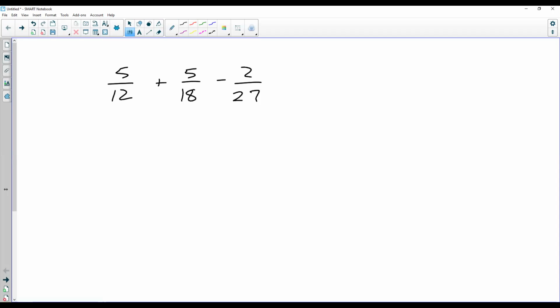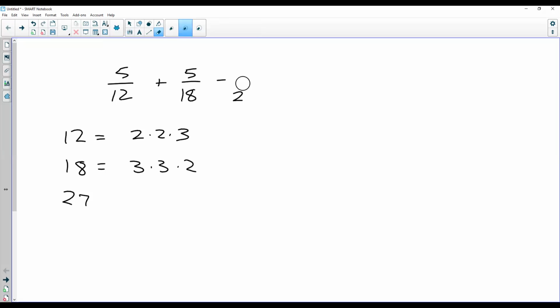So I don't know if you teach this technique to your students. I do in my class, but you need to build the least common denominator. So do you know how to do that from factoring each one of these? So you've got 12 equals 2 times 2 times 3. You've got 18 equals 3 times 3 times 2. You have 27. Well, you know what? I'm going to change this, make it a little bit more interesting. I meant to make that 28. That's going to be better. So make that 28.